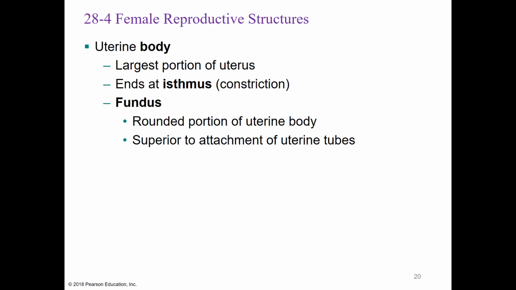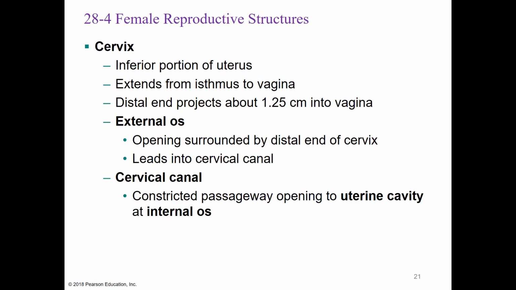The uterine body is the largest portion of the uterus, and it's going to end at what's called the isthmus, which is the constricted area of the uterus. So let's go through these terms, and then I will show you an image, and we'll review them using the image. The fundus is the rounded portion of the uterine body that is superior to where the uterine tubes attach. Kind of like the fundus in the stomach sort of raises up, if you remember that back in the digestive chapter. The cervix is the inferior or bottommost portion of the uterus.